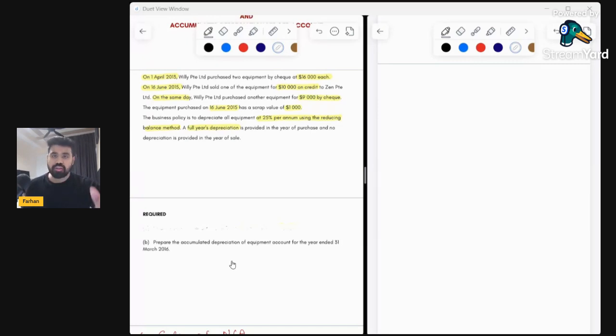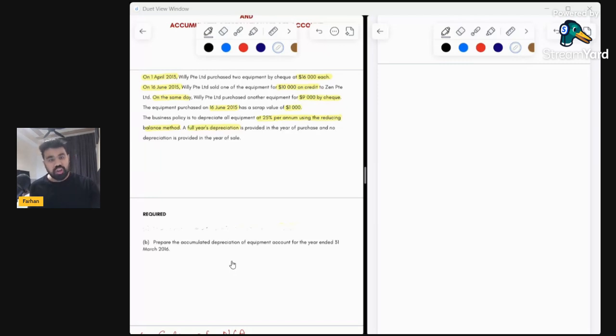Today we have got a practice question which requires you to prepare the accumulated depreciation ledger account. In this account, you'll be working with multiple years of transactions before you can finally have everything condensed into one ledger account covering one specific financial year.